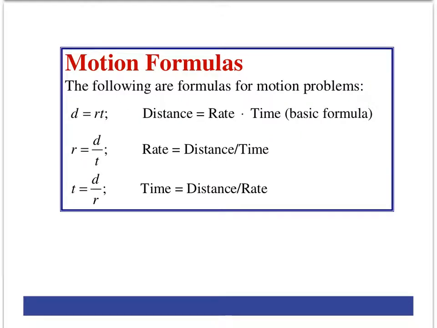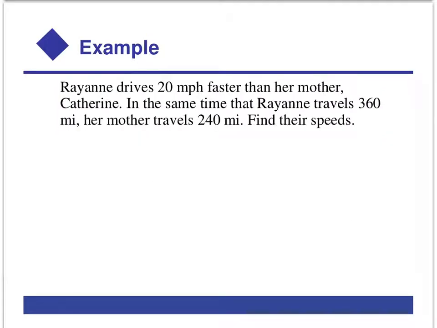They're motion formulas. So distance equals rate times time, or rate equals distance divided by time, or time equals distance divided by rate. So, for example, Rayanne drives 20 miles faster than her mother, Catherine. In the same time that Rayanne travels 360 miles, her mother travels 240 miles. Find their speeds. So you can make a drawing and we can look at a couple of different things.